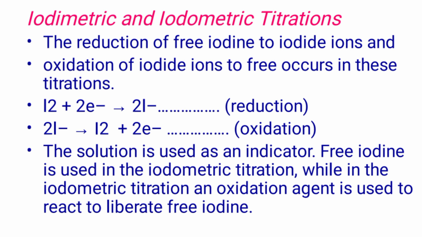Here I will show some examples. I2 plus 2e- is equal to 2I-, that is reduction, and 2I- is equal to I2 plus 2e-, that is oxidation. Starch solution is used as an indicator. Free iodine is used in the iodimetric titration, while in the iodometric titration an oxidizing reagent is used to react to liberate free iodine.